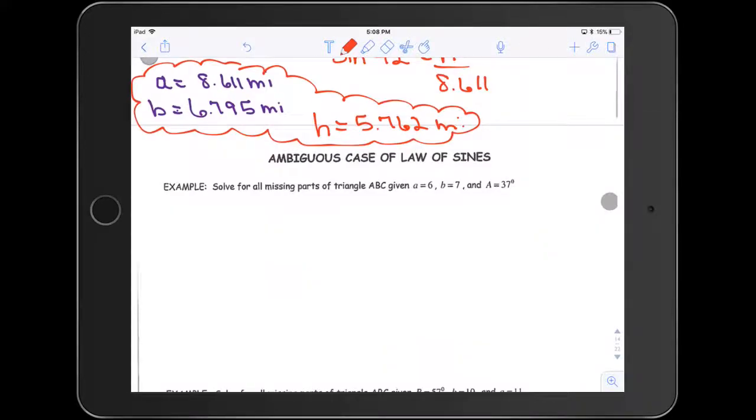Okay, so now we're getting into the more interesting part of law of sines, at least in calculus or pre-calculus. It's called the ambiguous case. Let me just draw this picture first, and then I'm going to get into this idea of the ambiguous case. I'm just going to draw A, B, C. I know my length across from angle A is 6. I know my side across from angle B is 7, and I know my angle is 37 degrees.